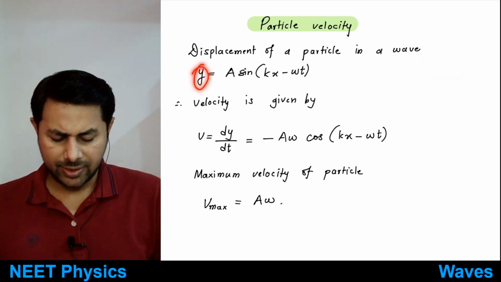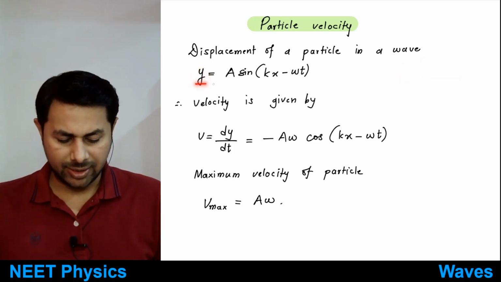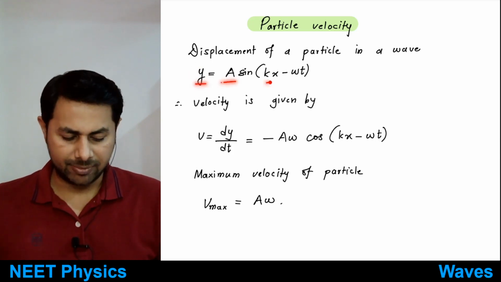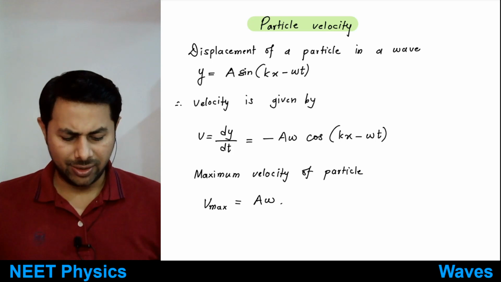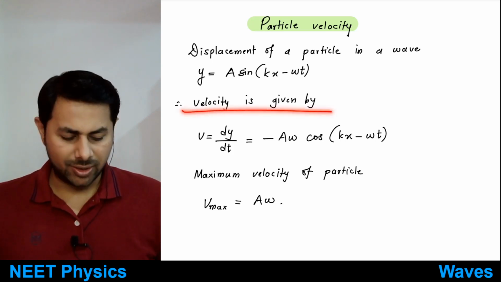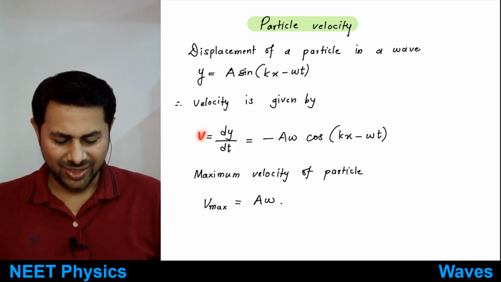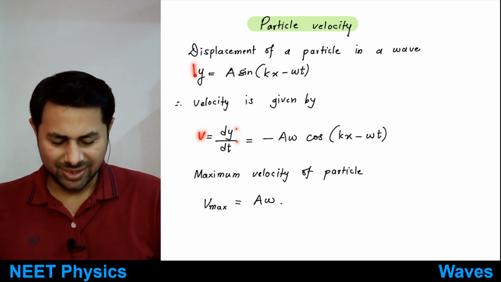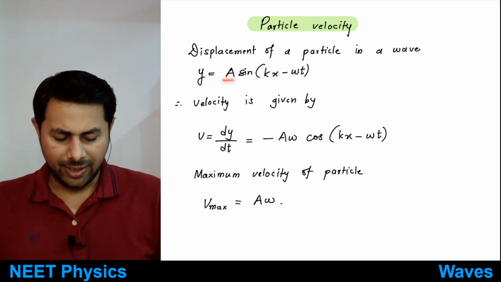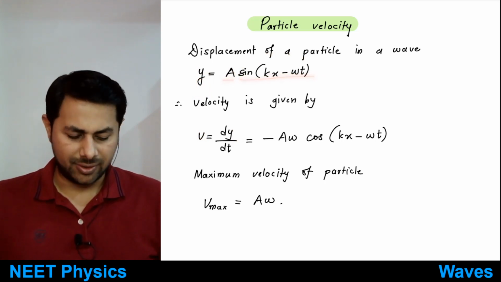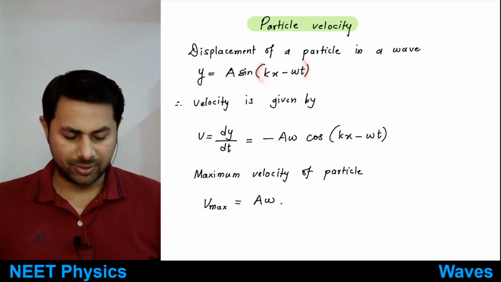So for that, see, displacement of particle is given by this equation, y is equal to a sine of kx minus omega t. We just need to take derivative of this equation. Okay, so take derivative of this equation. So what do you get? V is equal to dy by dt, and it's equal to, take derivative of this thing. So it is a multiplied by, if we take derivative of sine of this bracket, we'll get cos of this bracket.